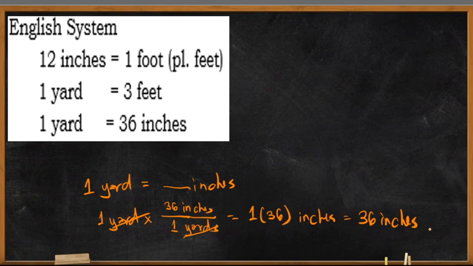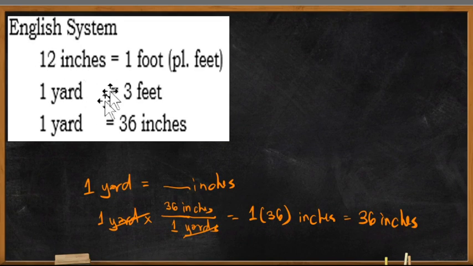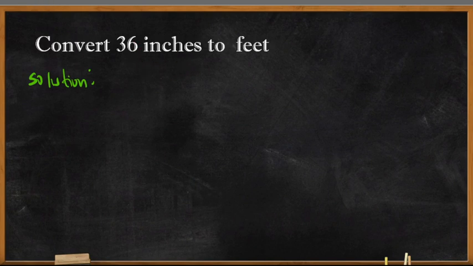Okay, the next thing to do now is to have some examples. We need to convert 36 inches to feet. So, solution. Going back to our table, our conversion, we have here that 12 inches is equal to 1 foot, so the units involve inches and foot, or feet. So we could say that 12 inches is equal to 1 foot.